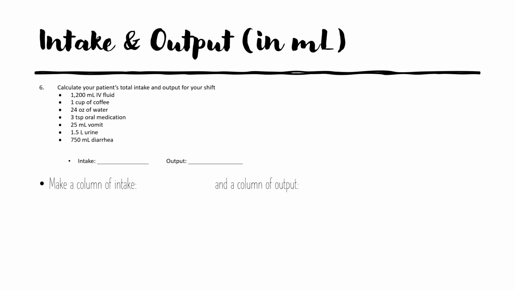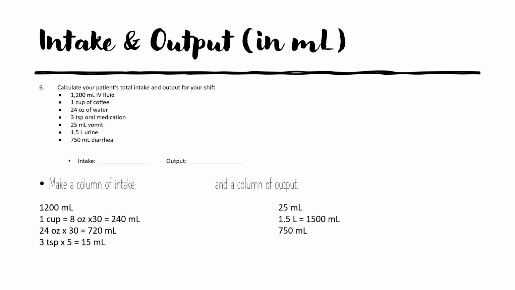Our next topic is intake and output. And remember, all intake and output has to be in milliliters. So if you're given this problem with a list of things that are either intake or output and they're all combined, first make a column of intake and a column of output. And again, remember, all of that needs to be in milliliters. So the first one for intake, we have 1200 milliliters. It's already there. You're good to go. Next, we have 1 cup of coffee. So we need to convert that.